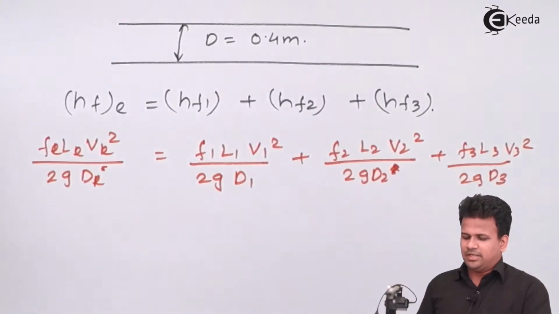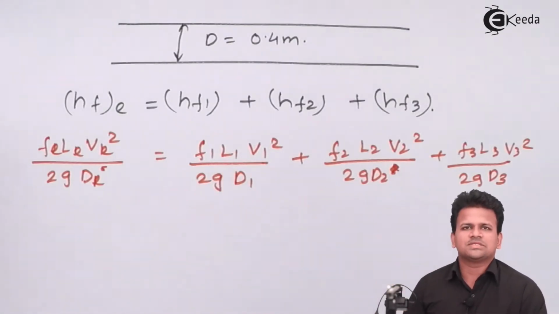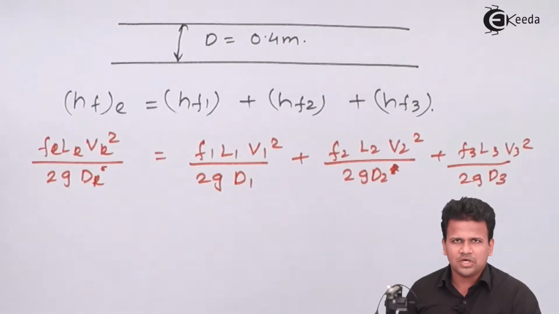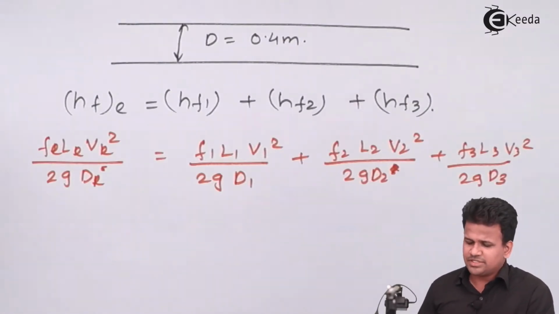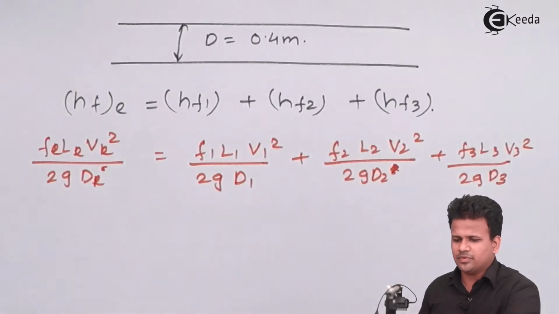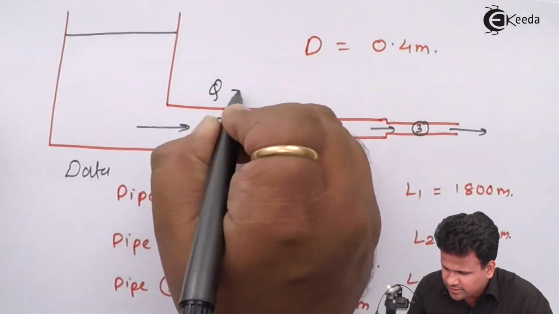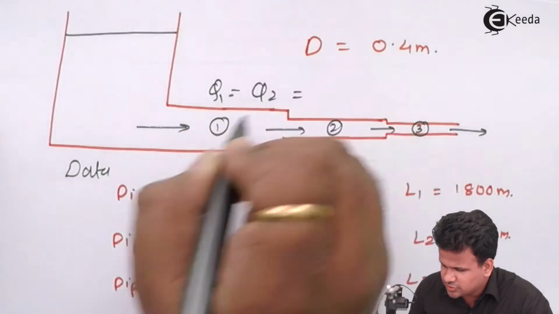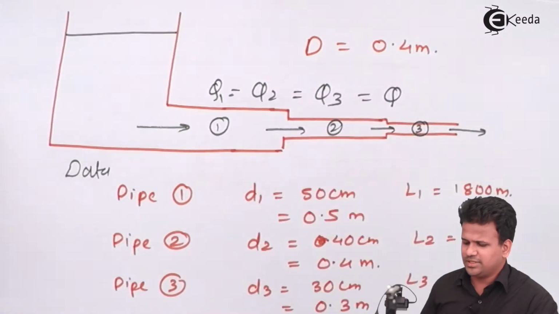We have written down the head losses, but all these head losses are in terms of velocities. We have to express the head loss in terms of discharge, because the discharge through the individual pipes, Q1, is equal to Q2, which is equal to Q3, and that will be the total discharge.